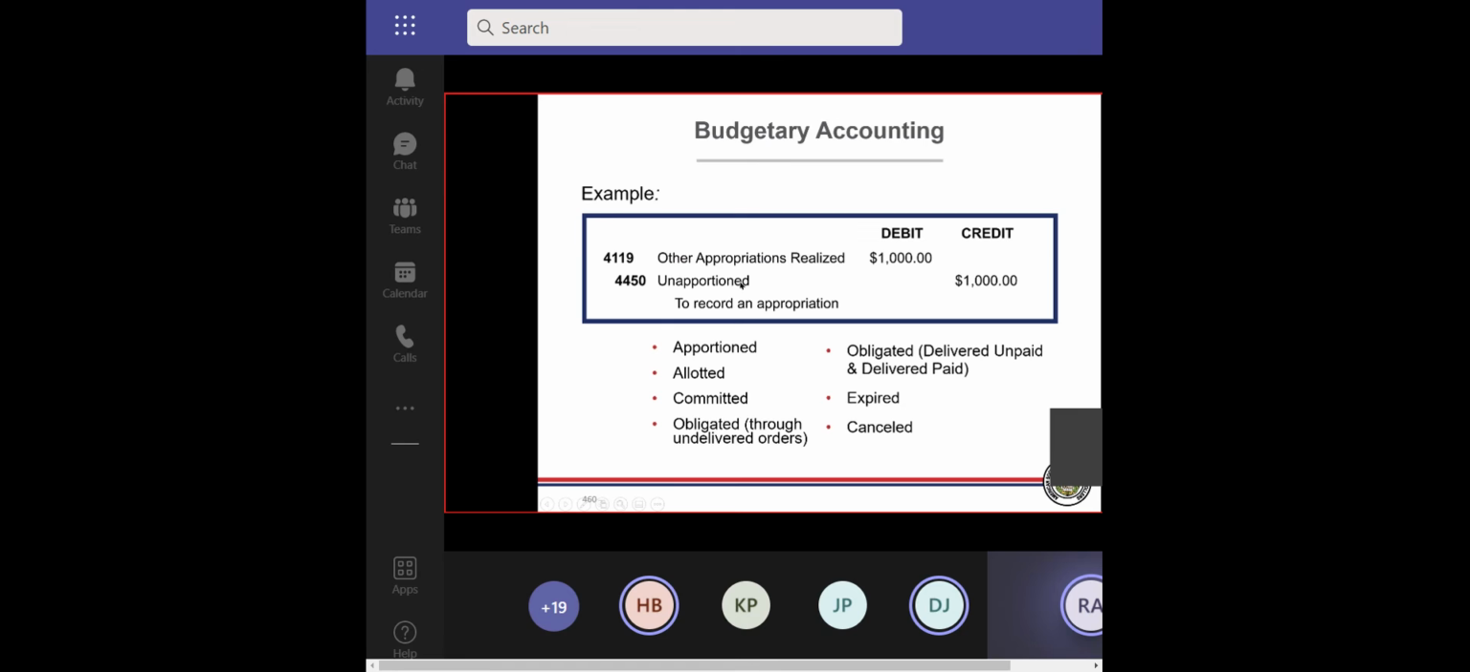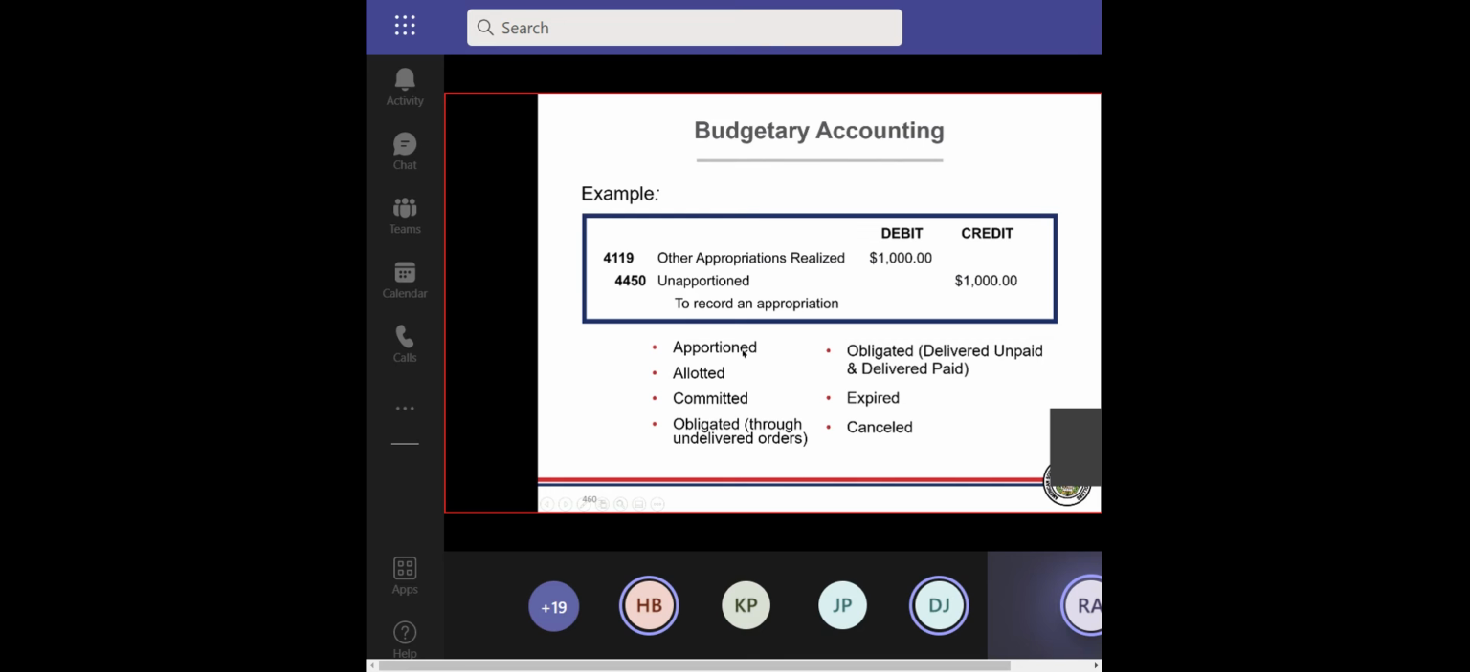Therefore, the unapportioned balance would be $750. The apportioned would be $250. And by the way, these are both typically credit balances. So I've got $750 plus $250 is $1,000, and I still have that $1,000 appropriation that I realized. It's my debit balance. Then I'm in balance.